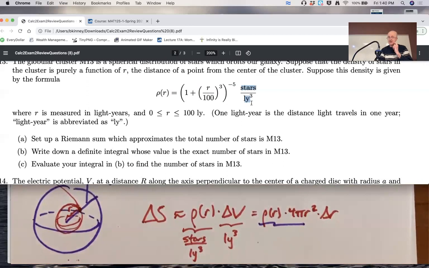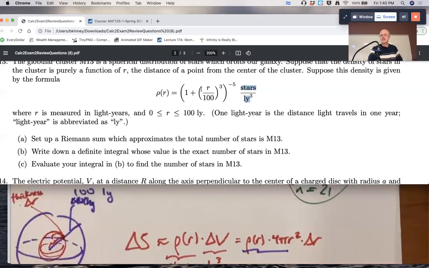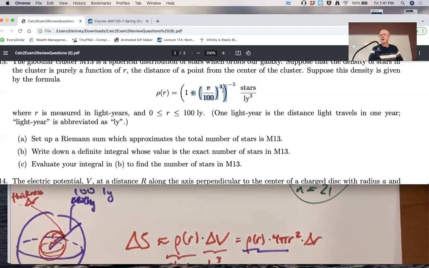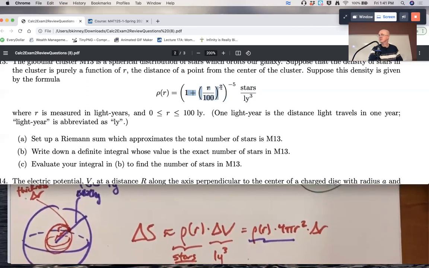0 to 100. And it's not as hard as it might seem at first. Because of the 4 pi r squared in there, and rho involving essentially an r cubed, you'll be able to do a substitution to do the integral. In fact, w equals what's inside the parentheses will be a substitution that works.